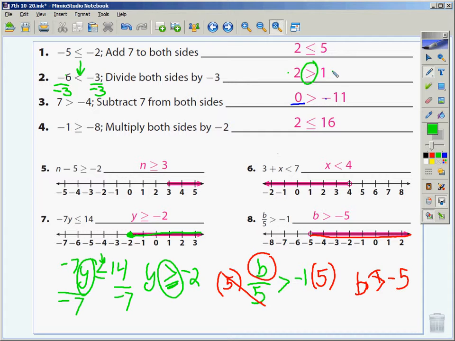Anything else from this page? Number 8. I actually worked it out already. Emery? That's not on this page. On this page.